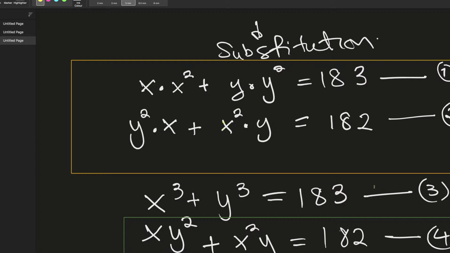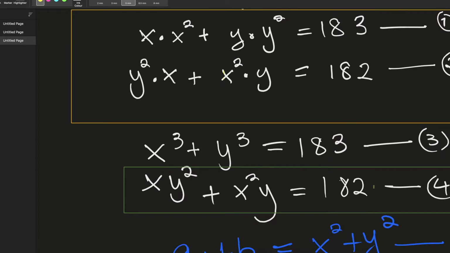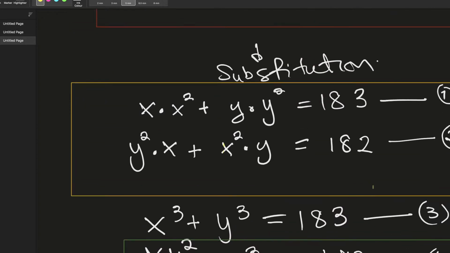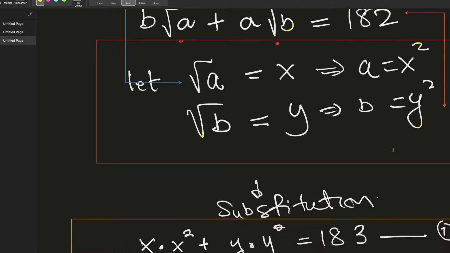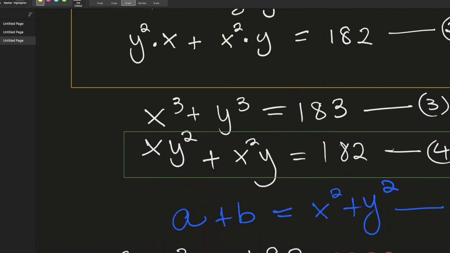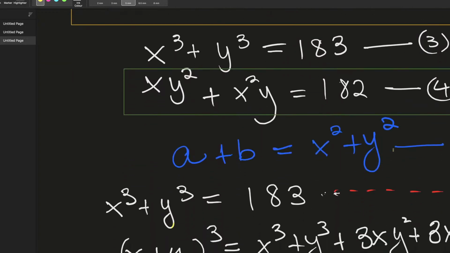Okay, friends, this is not anything new. Now we know, since we have this condition, that the summation of A and B will be equal to what? X squared plus Y squared. So that is what I wrote down here. So the summation of A plus B is equal to X squared plus Y squared. Then I decided to call it equation 5.